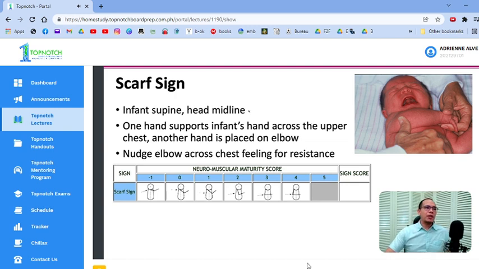How do you check for the scarf sign? Infant is supine, head is midline, one hand supports the infant's hand across the upper chest, another hand is placed on the elbow. Nudge the elbow across the chest, again feeling for resistance. Kapag mas preterm, mas walang resistance, pwede mo maitulak yan hanggang matawid mo siya sa kabilang side, pero pag yung mga mas mature, mas maagang papasok yung resistance.